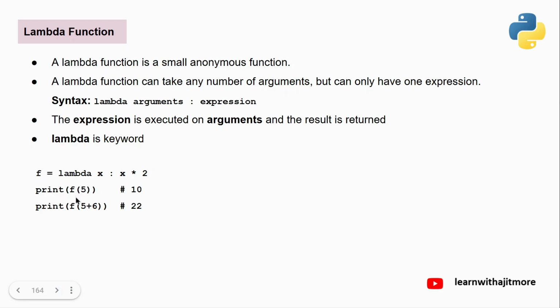See, F of 5. When I say F of 5, 5 will come in x, 5 into 2, 10. F of 5 plus 6. First 5 plus 6 is evaluated. That is 11. And then that 11 is passed here.